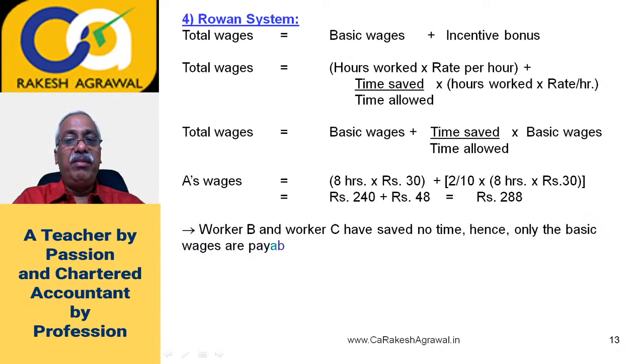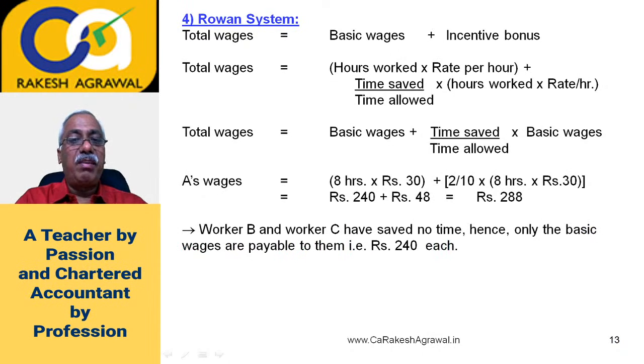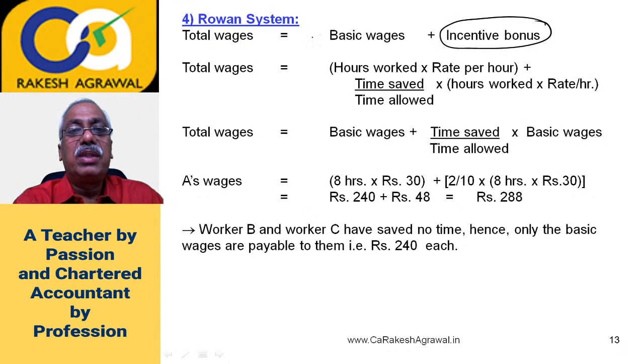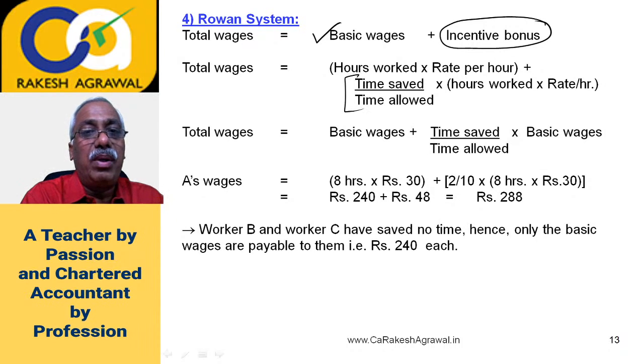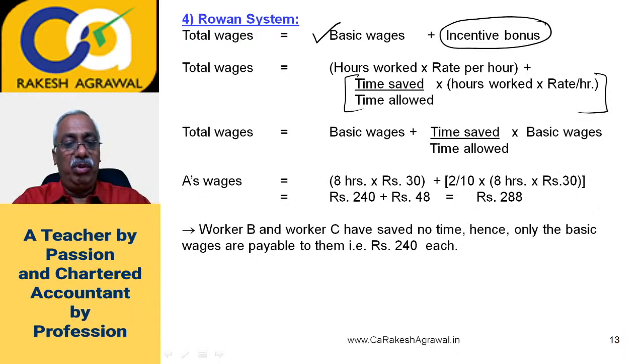So workers B and C have saved no time and hence only basic wages are payable to them, that is rupees 240 to each one of them. Bonus amount is 0 for workers B and C. So these are the only 4 remuneration systems: time rate, piece rate, Halsey and Rowan. In Halsey and Rowan, you only have to remember the formula of incentive bonus, because the rest is the same as time rate wages. In Halsey, the incentive is 50% of time saved into rate per hour, and under the Rowan scheme, the bonus formula is time saved upon time allowed into basic wages. That's all you have to remember.